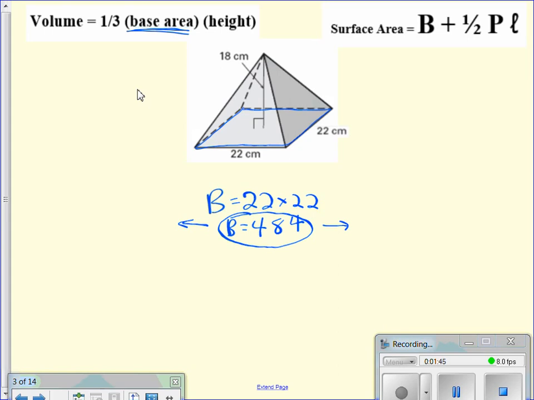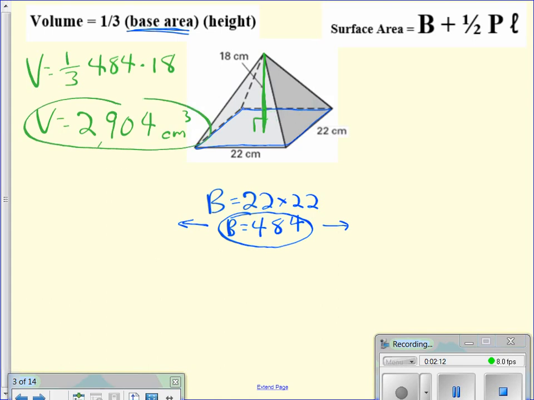Okay. Volume equals 1/3 the base area, which I already found, of 484, times the height, which is represented as a straight up and down height perpendicular to a base. That's what I use for volume, and that is 18 in this case. And when I plug that in my calculator, I get a volume of 2,904, and I do that in centimeters cubed. Awesome. Volume, done. Surface area, next.